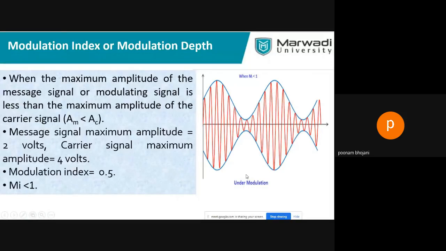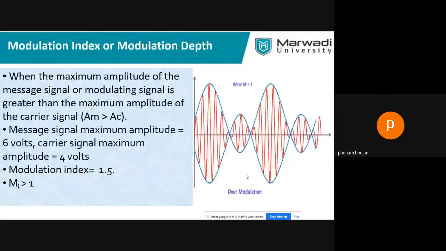And the third part is over modulation. In over modulation, AC will be less than AM, so AC minus AM will be a negative value. And your signal will be overlapped with each other. That's why over modulation is not wanted. That's why you always keep the amplitude of the carrier signal higher than the amplitude of the message signal.